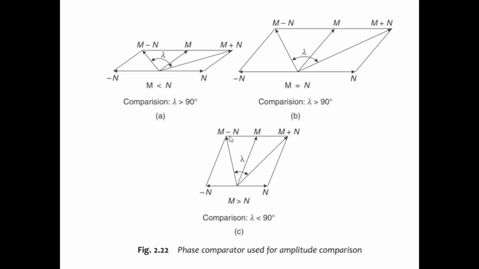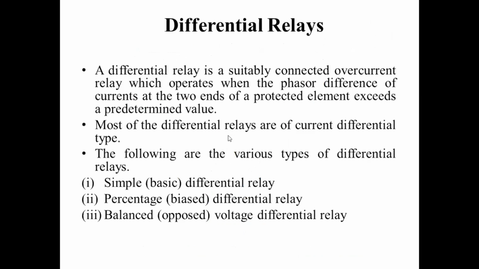Then we go to our next type of relay, the differential relay. As the name suggests, it responds to a difference between two quantities. Simply, it is a suitably connected overcurrent relay which operates when the phasor difference of currents at the two ends of the protected element exceeds a predetermined value.